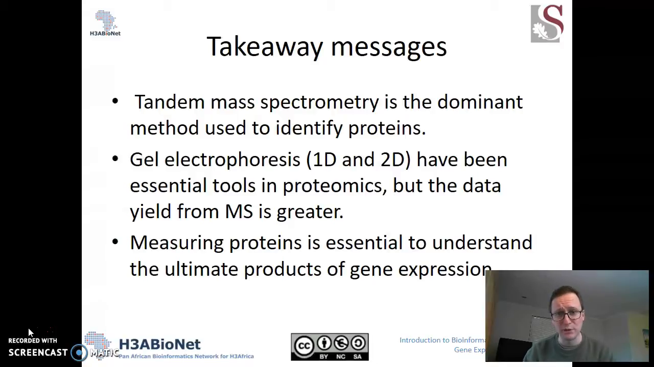So measuring proteins is essential to understand the ultimate products of gene expression. You might think that you know how much of a protein is there because you've done a transcriptomic experiment. But the number of copies of mRNA that exist for a particular gene does not map directly to the amount of protein that's present. So proteomics and transcriptomics have side-by-side roles in our understanding of gene expression.